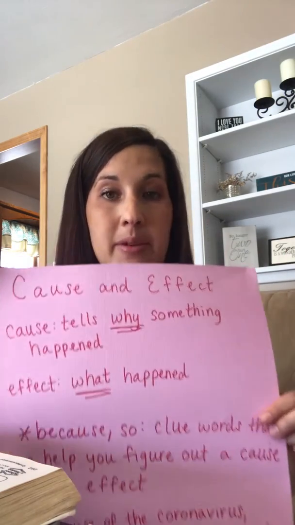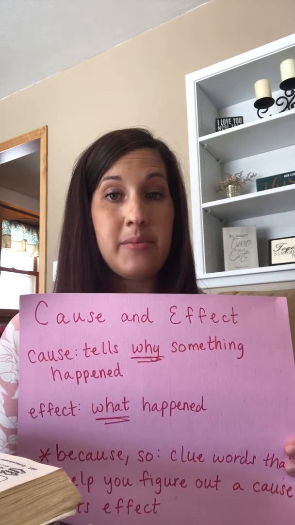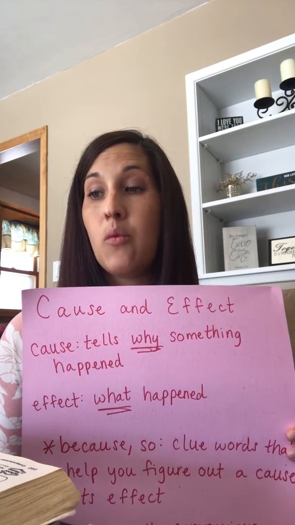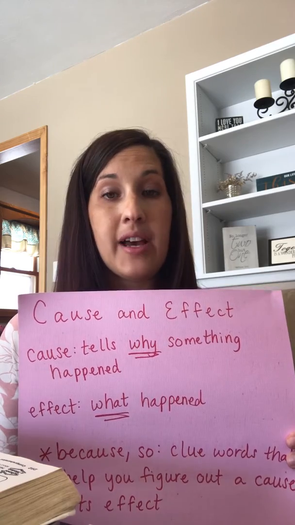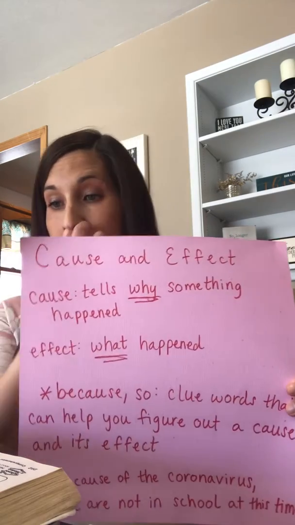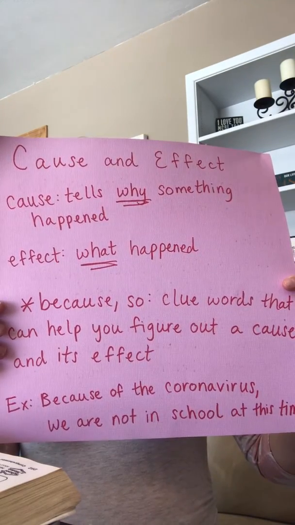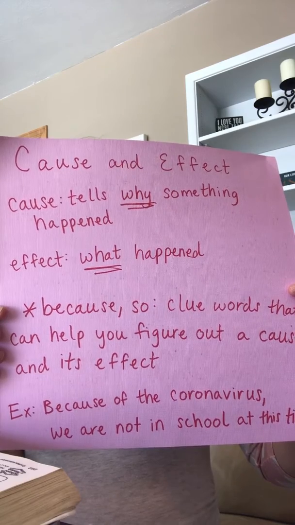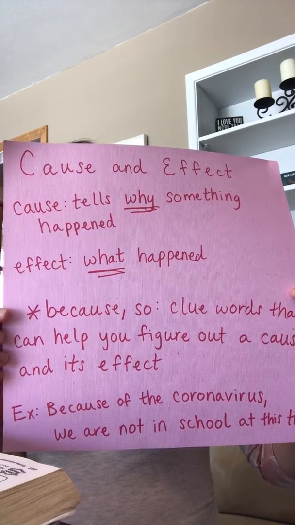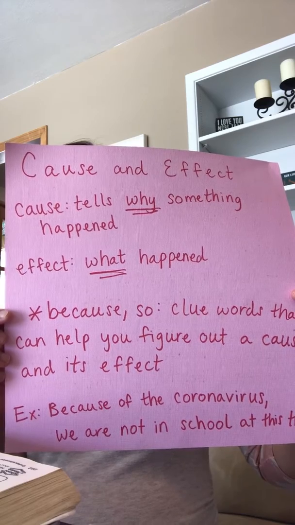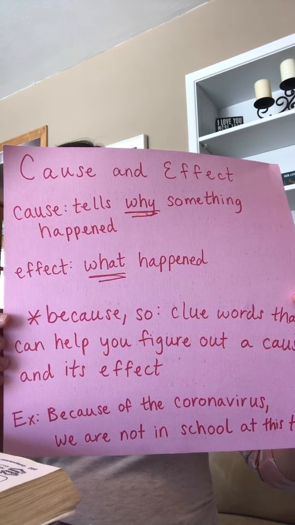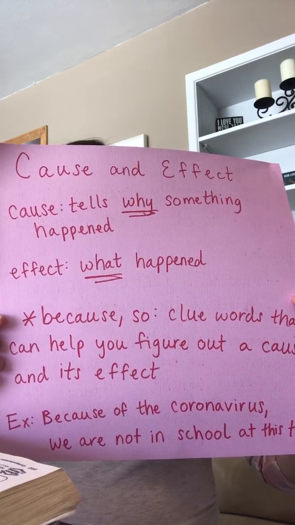So this week's comprehension skill that goes along with the story is cause and effect. We've talked about cause and effect in the past, but just some reminders about it. A cause tells why something happened, and an effect is actually what happened. So we can look for some clue words. Some of these clue words are because and so. They can help you figure out a cause and its effect, but however, not all the time is this going to happen. It's not always going to say because and so in these situations. You'll have to figure them out on your own a little bit too.